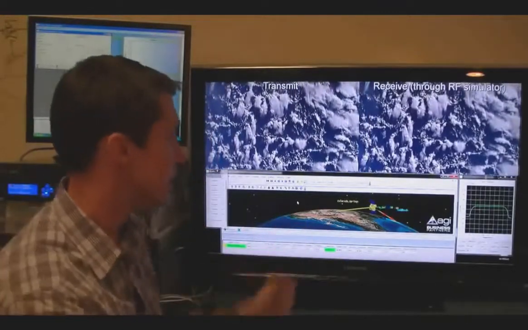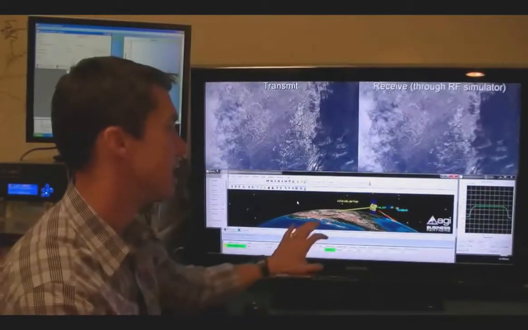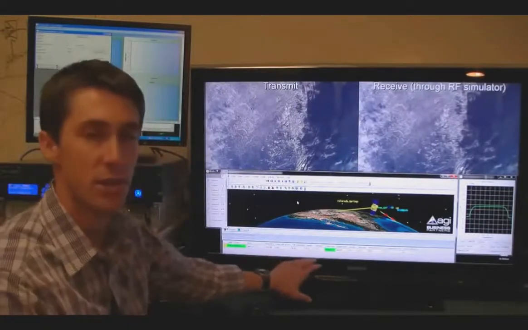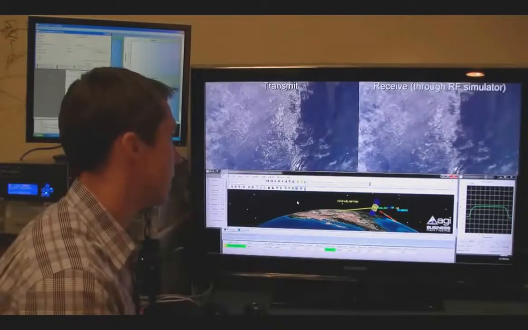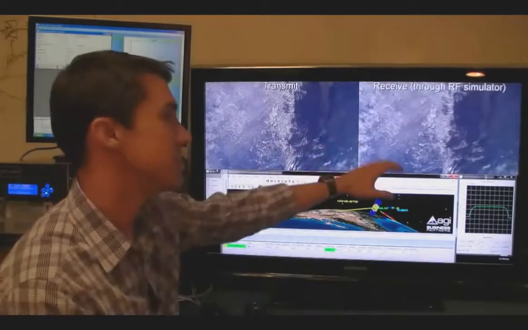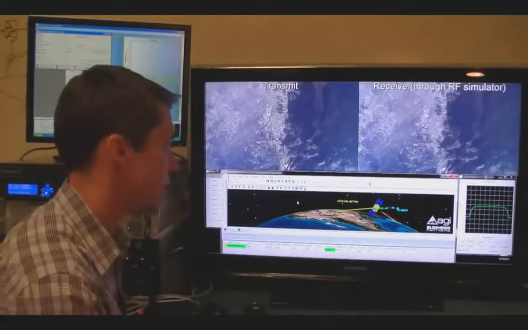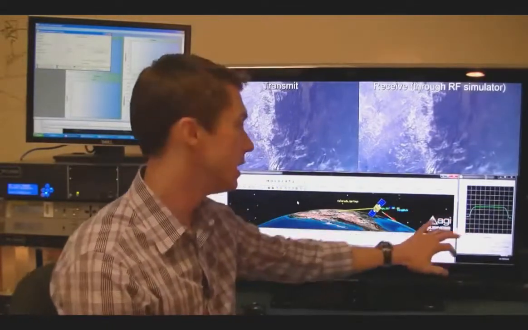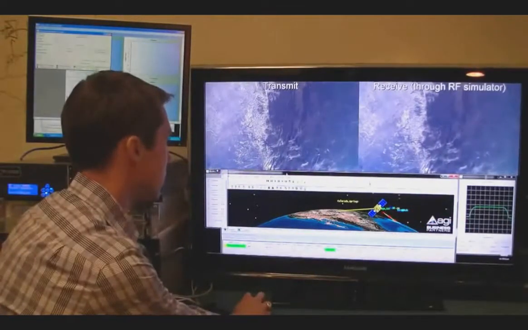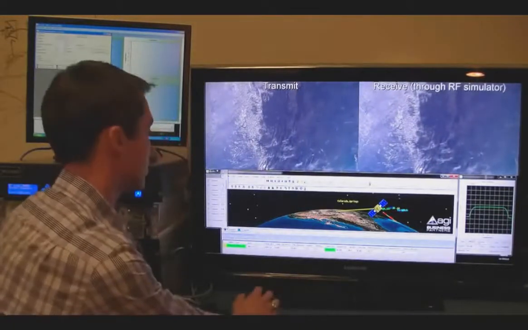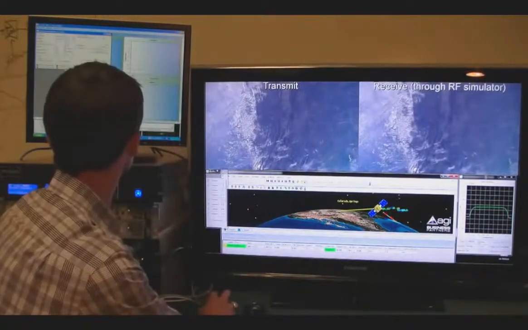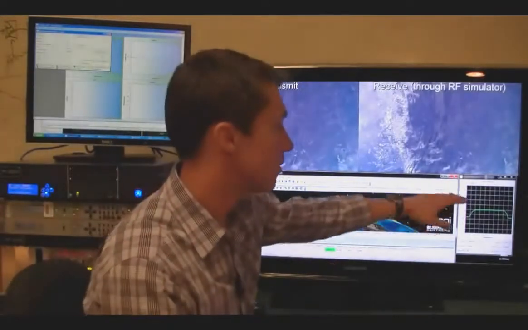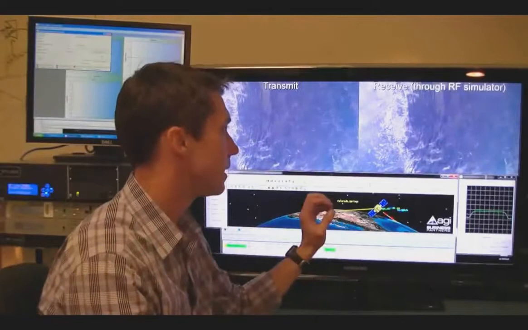So what we're watching here is a scenario where AGI's STK software is controlling the RT Logic channel simulator in real time. And what you'll see is the transmitted and received signal are nearly identical because there's great signal strength, as you can see here on the built-in signal generator inside our system. So what I'm going to do so that we can visually see the effects of some of these distortions is play a different scenario that first ramps down the power level significantly over time.